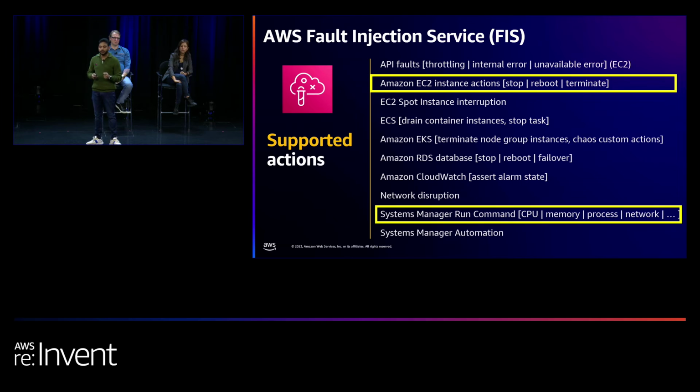One good thing is that Fault Injection Service goes hand in hand with CloudWatch, so you can set up your own monitoring and alarms and make sure you have your stop or exit condition as guardrails, so that you know when to exit while conducting these sorts of experiments.